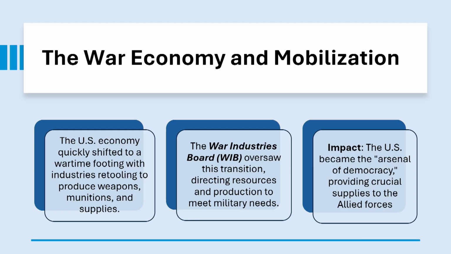The war economy and mobilization. The U.S. economy quickly shifted to a wartime footing, with industries retooling to produce weapons, munitions, and supplies. The War Industries Board oversaw this transition, directing resources and production to meet military needs. The impact: the U.S. became the arsenal for democracy, providing crucial supplies to the Allied forces.